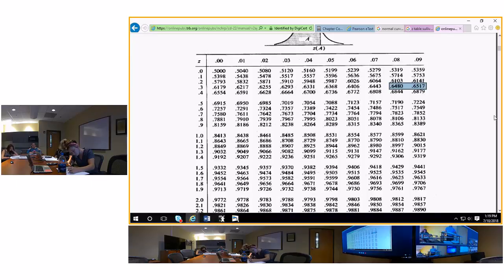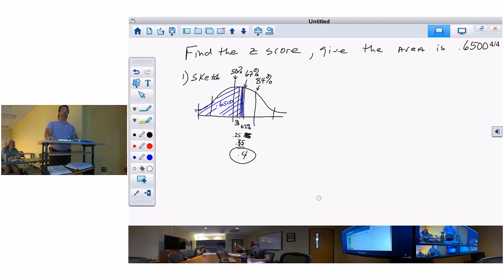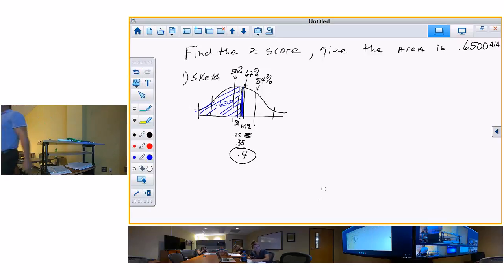Okay, somebody tell me what's closer to 65: 64.80 or 65.17? 65.17. So your answer is 0.3 what? 0.39. What did I say it was? It's a miracle. All right, so 0.39 is our actual answer.